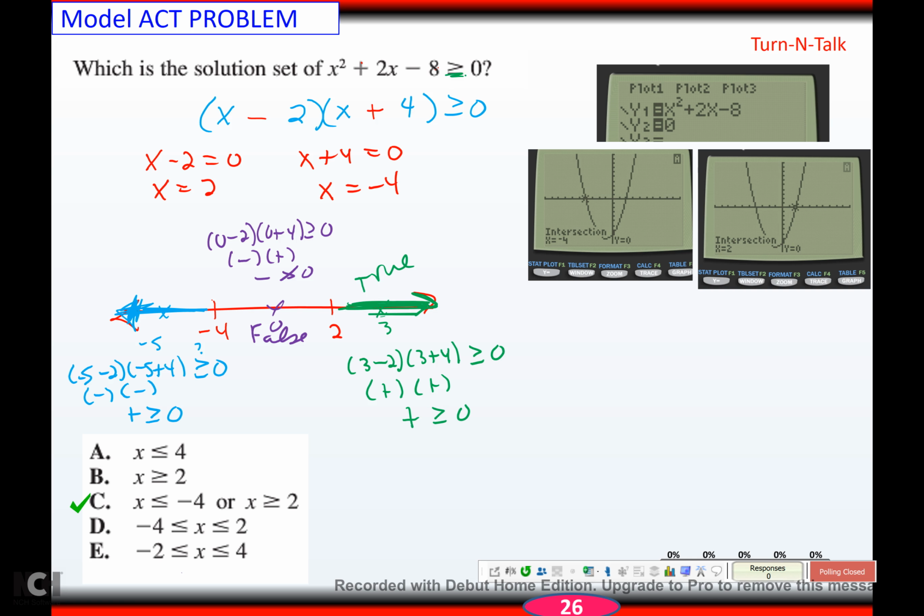Now, you see how it's got the bar? That means my solution ends are included. So again, we have an OR statement, and this says that x is less than or equal to negative 4, or x is greater than or equal to 2. Okay? Again, looking at the picture, we want to know when is the parabola above 0. Well, that's here and here, which corresponds to these x-coordinates and these x-coordinates. So it's an OR statement.